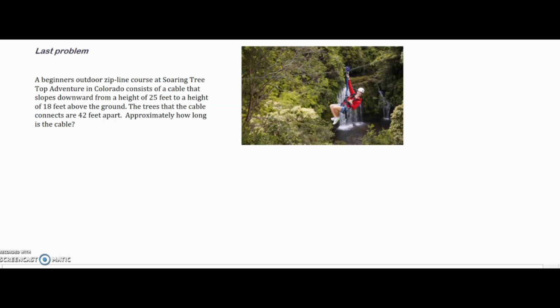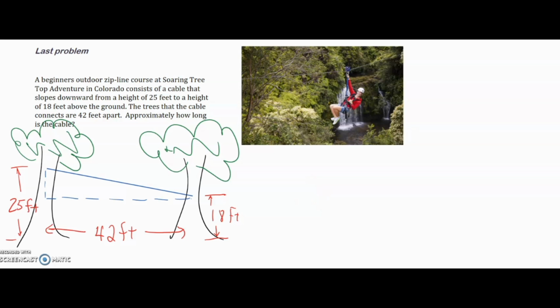I think we're going to need a picture. So here's a picture of what it will look like. I have a separation of 42 feet between the trees. On the left-hand side is 25 feet up into the tree, and on the right-hand side, it drops down to 18 feet. So what do you think? Well, one of the things that I see is certainly here's a right angle. And so this is definitely a right triangle.